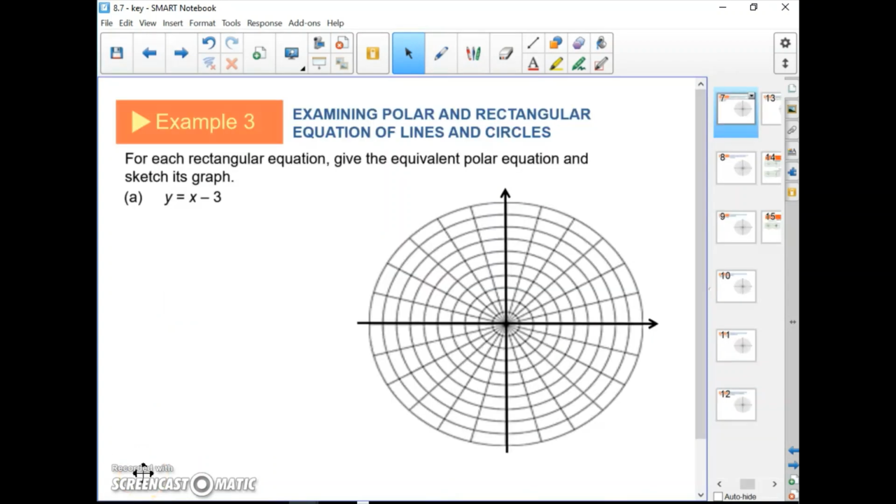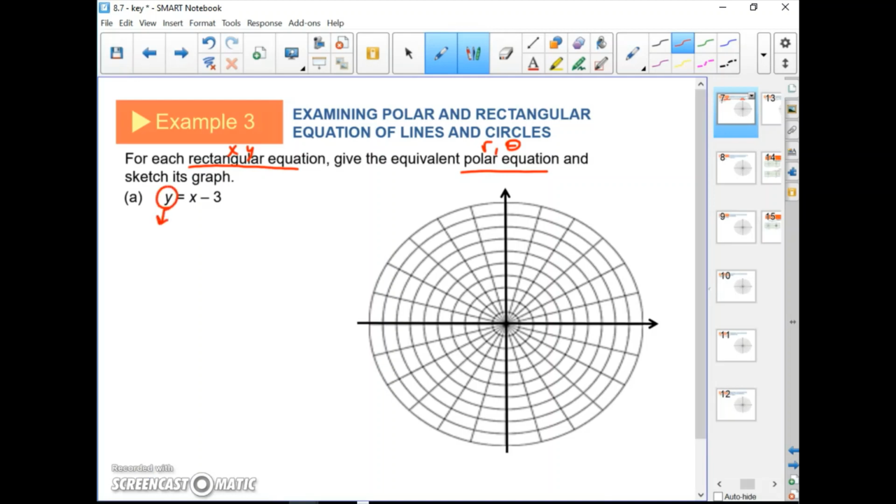Okay, example 3, for each rectangular equation, give the equivalent polar equation and sketch its graph. So notice how they're giving it to us in rectangular, which means x and y, but they want polar, which means r and theta. It's the same thing as what we've been doing. They're wanting us to convert. Okay? They're wanting us to convert. I want to be able to see polar. And so if you think about the conversion, I know that y is equivalent to r sine theta. And I know that x is equivalent to r cosine theta.